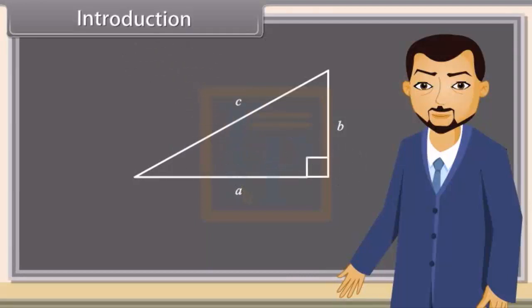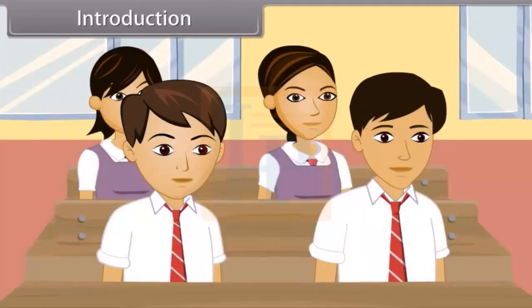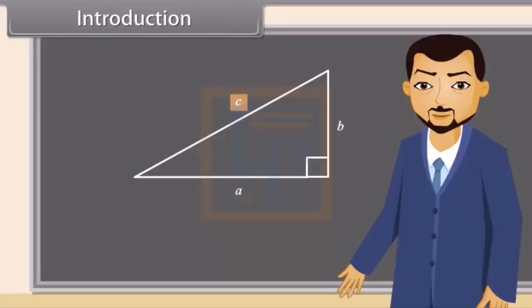Introduction. Students, this is a right-angled triangle. Can you tell which side is the hypotenuse? C is the hypotenuse. Yes, C is the hypotenuse. So by the hypotenuse theorem, C square is equal to A square plus B square. We will prove some trigonometric identities.